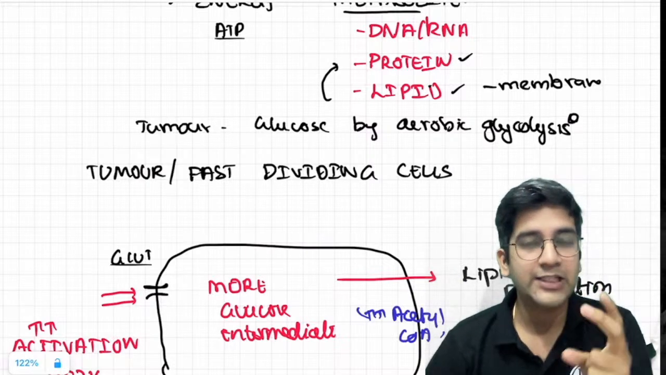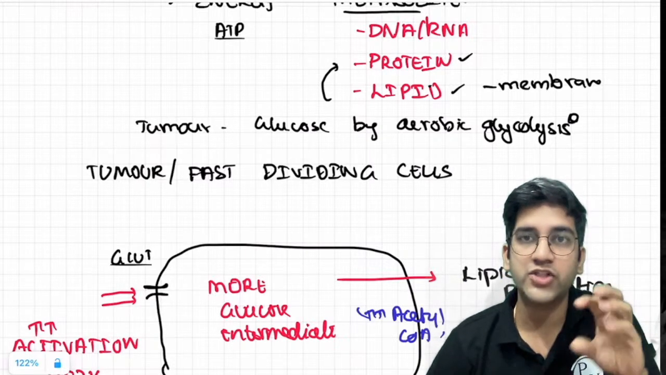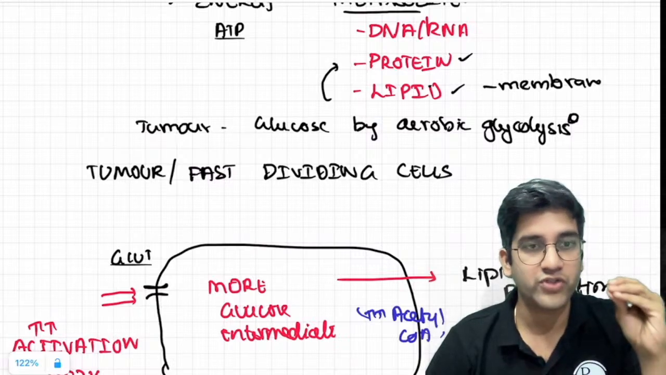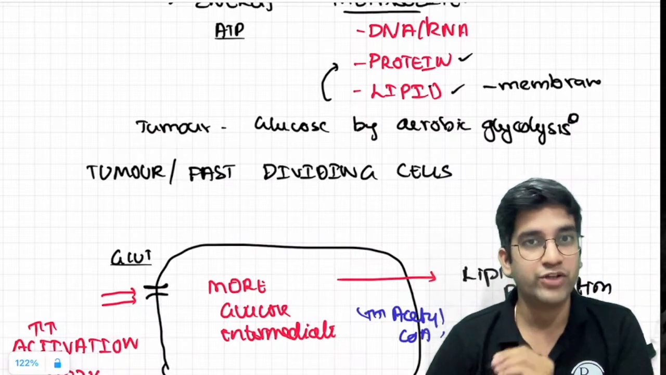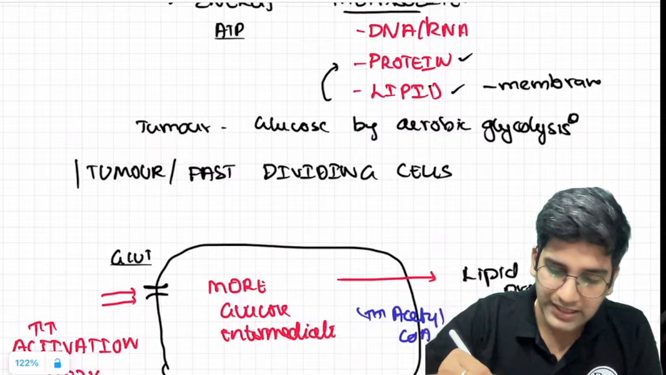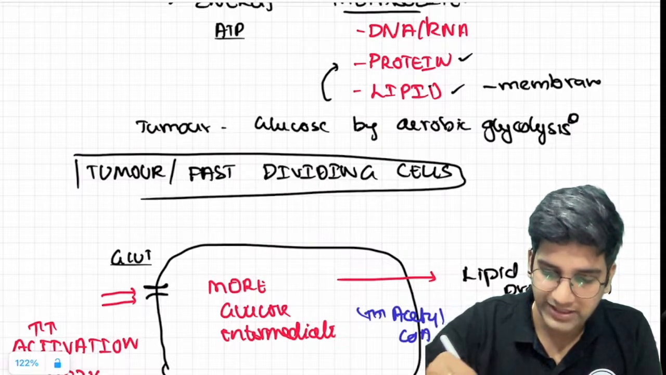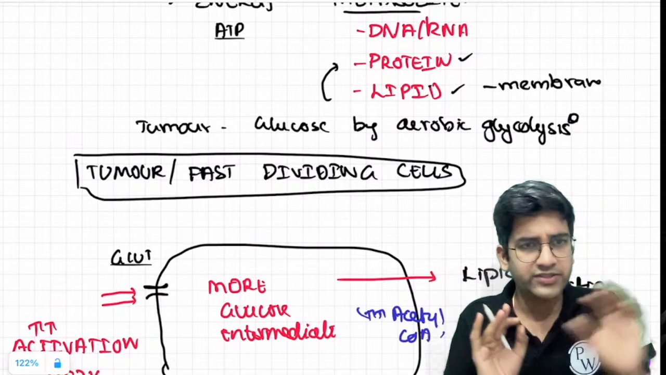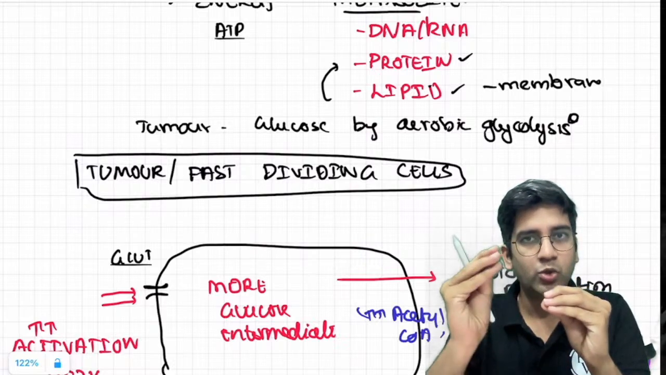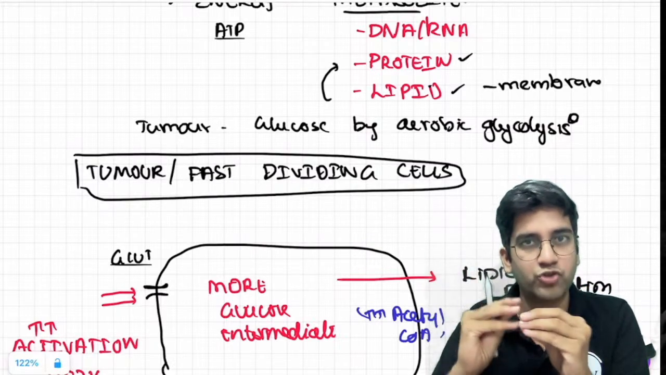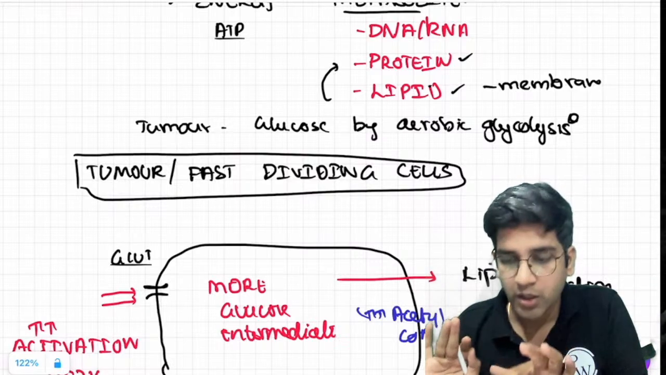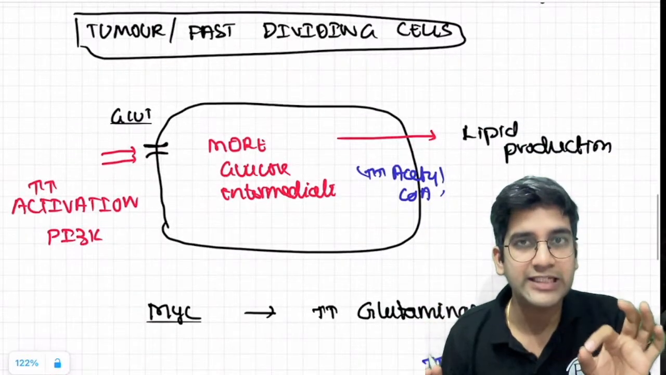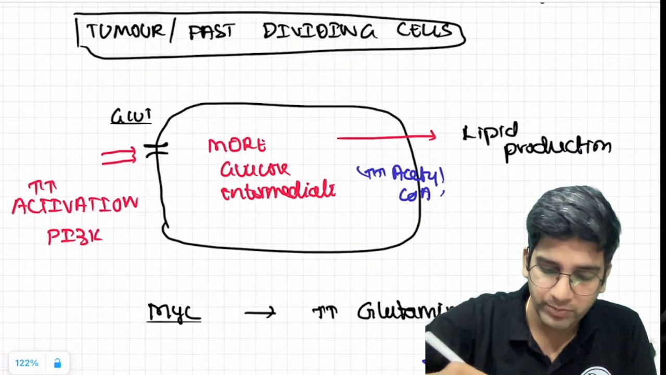There are two main things involved in Warburg's effect. One is the phosphoinositide 3-kinase pathway. The second one is obviously the MYC gene, right? Let's see what exactly happens in a tumor or a fast-dividing cell. In a normal cell, glucose enters, goes to the mitochondria, the electron transport chain, and produces ATP, carbon dioxide, and water, that's all. What happens in a fast-dividing cell or tumor cell is that this pathway will be activated.